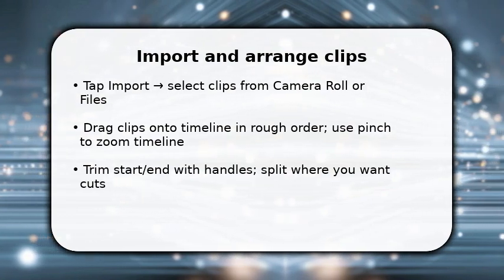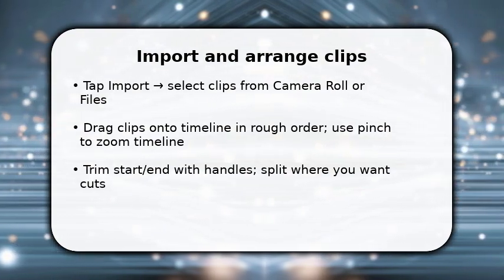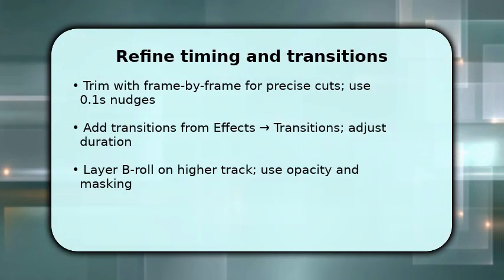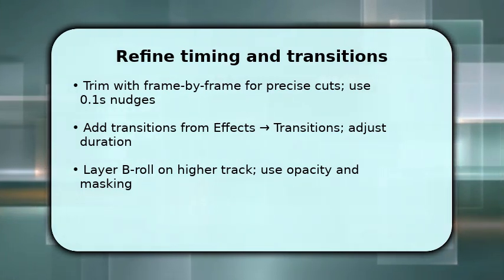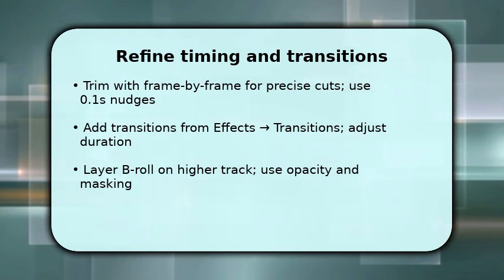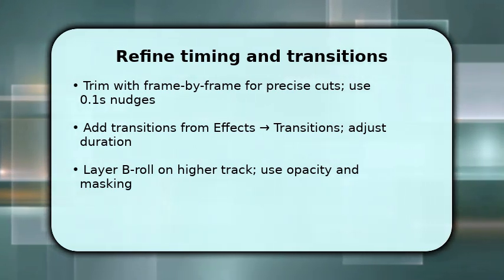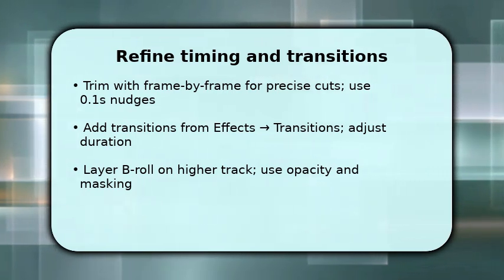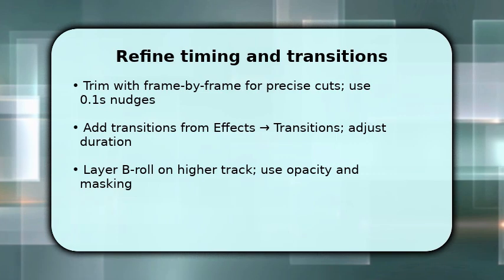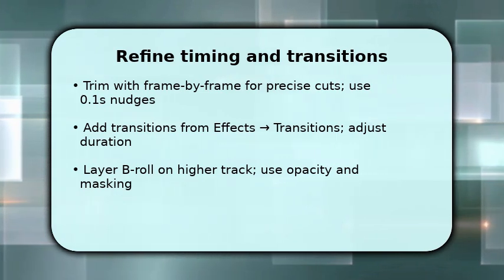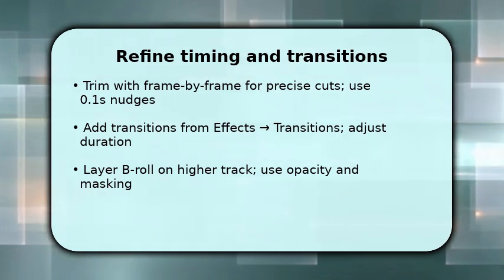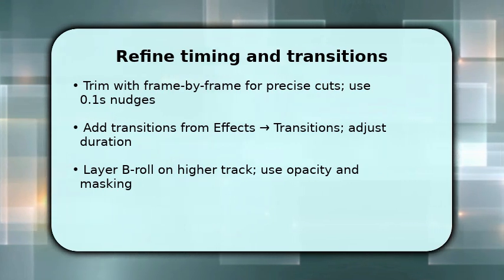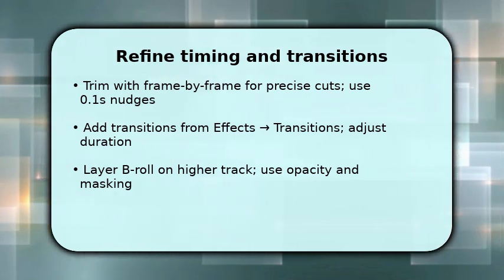Once your clips are on the timeline, refine timing by trimming frame by frame and nudging clips by 0.1s to tighten pacing. Then add transitions from the transitions menu between shots and adjust their duration to match rhythm. Subtle is usually better. If you have B-roll or overlays, place them on a track above the main clip and use opacity or masking to blend. Make sure audio aligns with cuts and lower background track levels so dialogue or main sound remains clear.